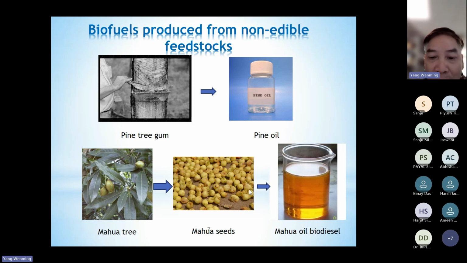The next one is mahua seeds. From the mahua seeds, we can produce mahua oil biodiesel. Here shows the biodiesel produced from these mahua seeds.